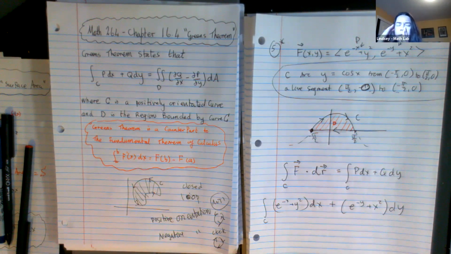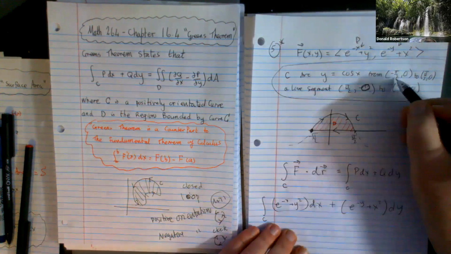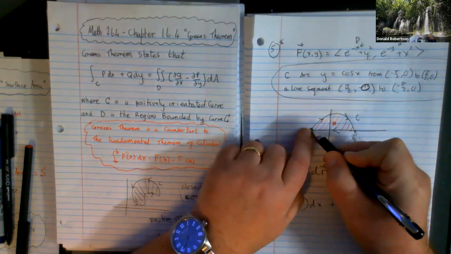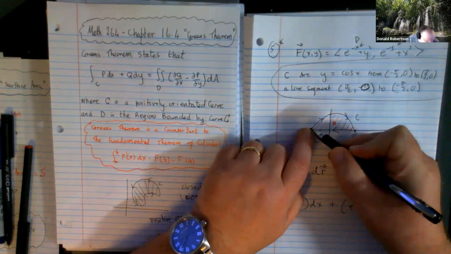Yes. Why is it not like the right half of a circle? Why is it a horizontal semicircle? Oh, because it started at negative pi upon 2, 0, which is here. And the cosine traveled until you got to positive pi upon 2. So it's this piece.